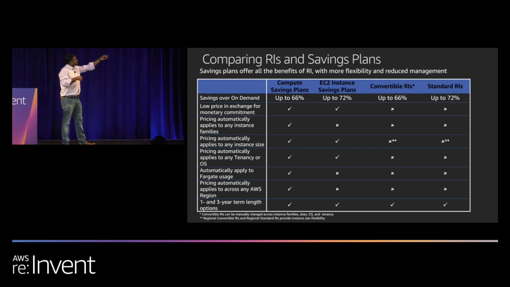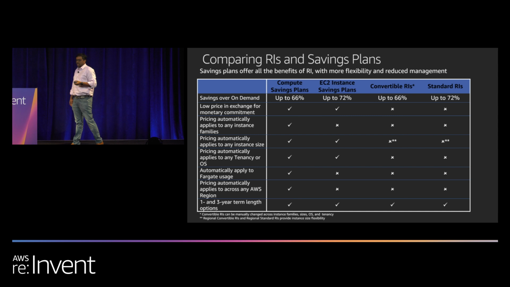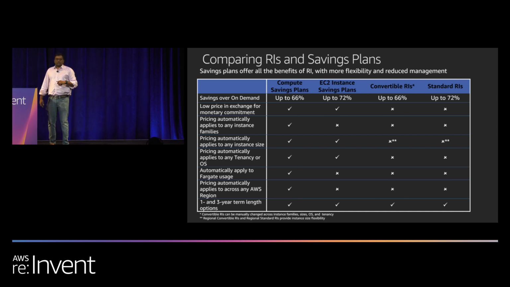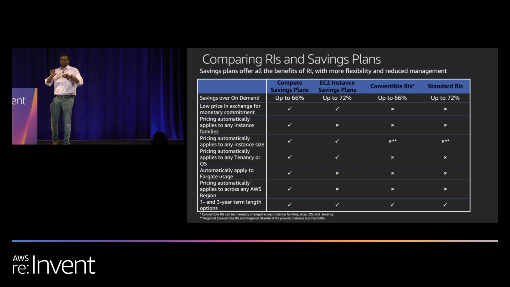So EC2 Instance Savings Plans, that's the column to the left of that, right of Compute Savings Plans. These offer similar savings as standard RIs, up to 72% off. But in terms of differences, while regional RIs give you size flexibility, remember we spoke about size flexibility on regional RIs, which we launched a couple of years ago, EC2 Instance Savings Plans provide that, but also take it even further and provide flexibility across operating systems and tenancy. So both of these variants provide more flexibility than their RI counterparts.